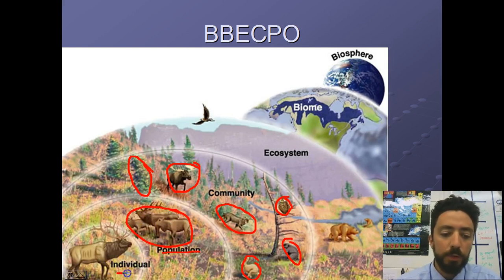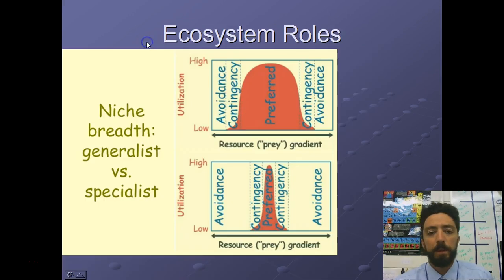Underneath that, you've got the individual. This would just be a single organism, so this would be the one single elk. We could talk about plants, right? It could be the one single tree, but it's just an individual organism.